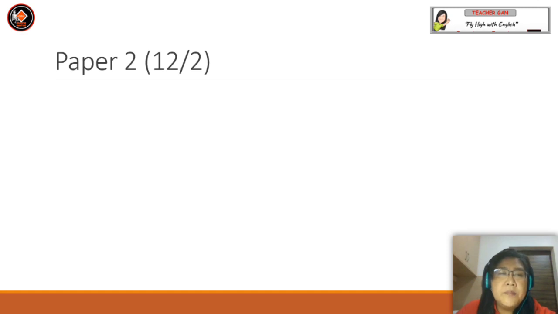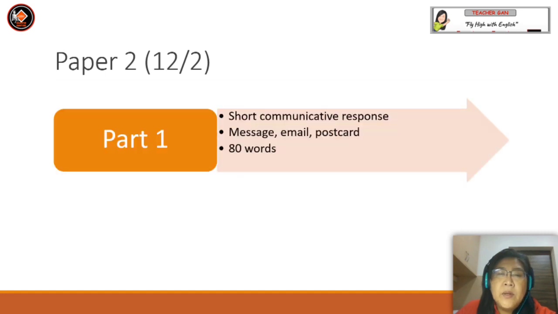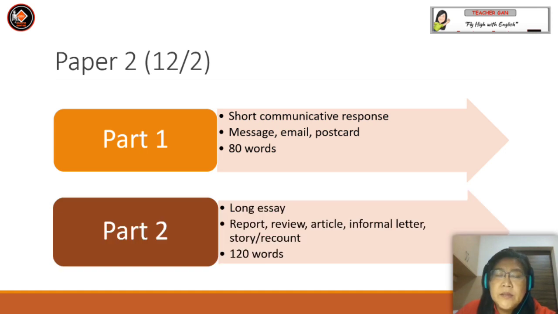Now let's look at Paper 2. The code is 12/2. Part 1, you have a short communicative response. It is either a message, email or postcard. So you have to write 80 words. And for Part 2, it's a long essay where the format will be either a report, review, article or informal letter or a story or recount. So the length is 120 words.